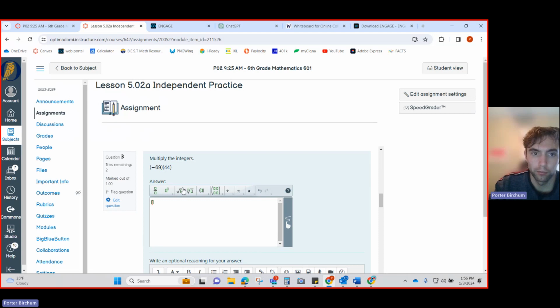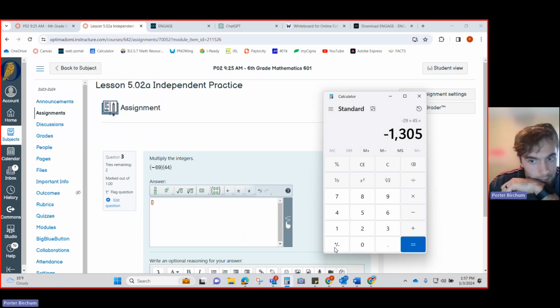Question 3, multiply the integers. When you have something right next to something else in math, most of the time it means we're multiplying. So parentheses right next to another parentheses, that's another way to say multiply. Also, the word multiply is kind of a big clue that we're going to multiply these numbers.